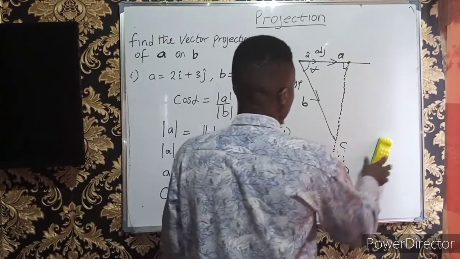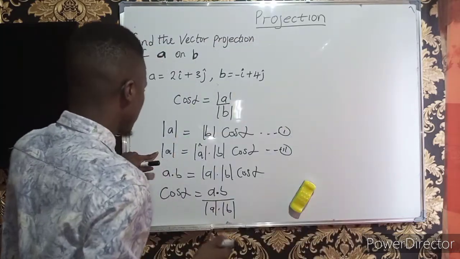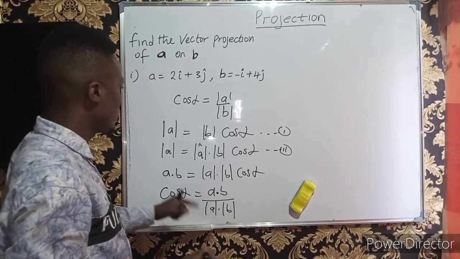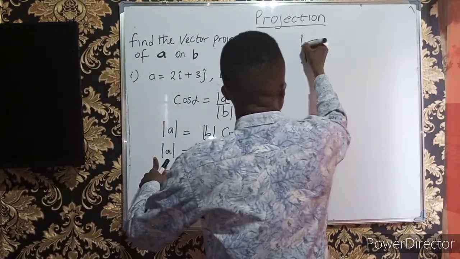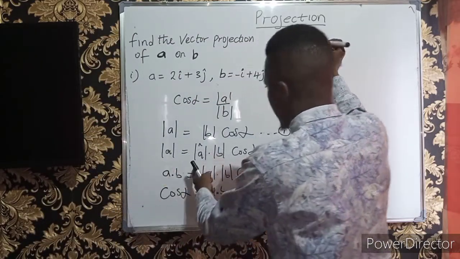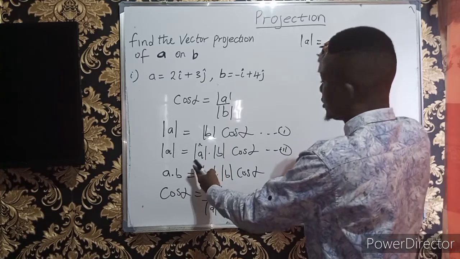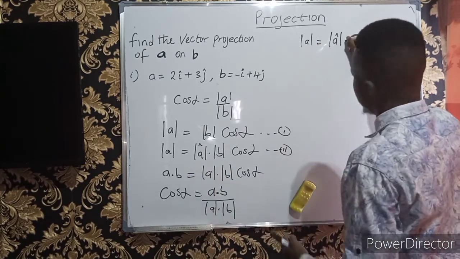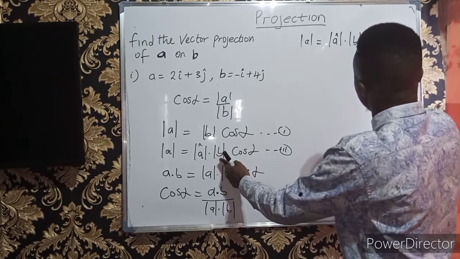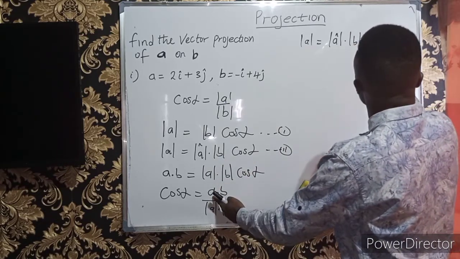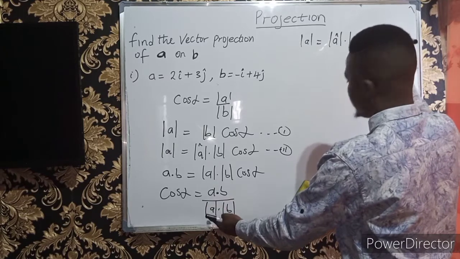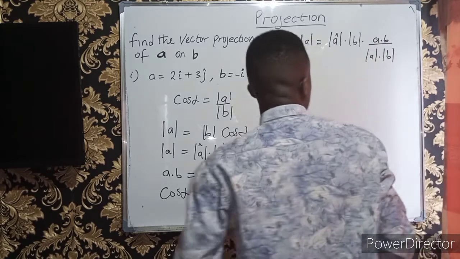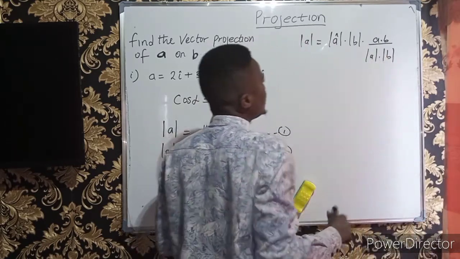So I'll wipe here to continue. From equation 2, wherever I see cos alpha, I'll plug in A dot B over modulus of A times modulus of B. So the projection will be modulus of unit vector of A times modulus of B times cos alpha, which will now give me A dot B over modulus of A times modulus of B. That's what I will get because this has replaced cos alpha.